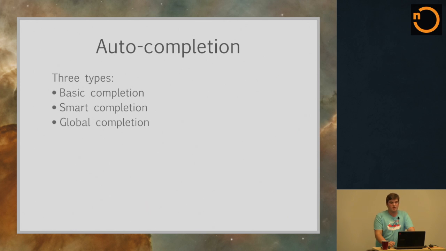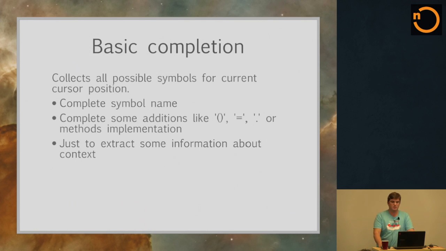Some completions are very simple, so you just call and use them, and you don't need to know about these features. And some completions you need to know the exact places where you can use them, and use them in those exact places. Just don't forget about it. So let's start from basic completion. This is very simple. It just collects all possible symbols for the current cursor position.